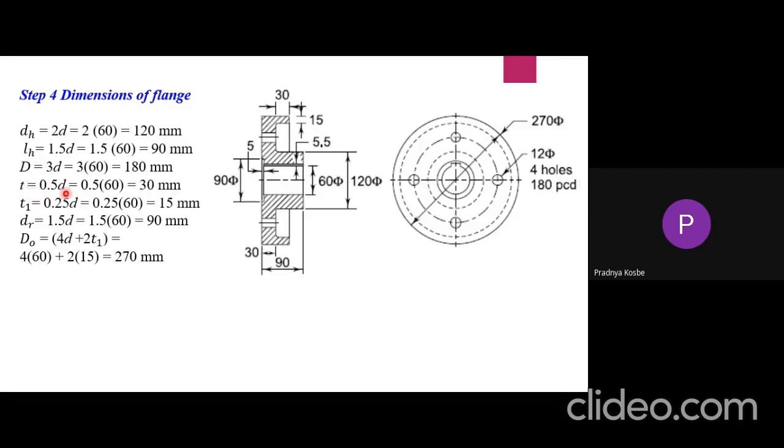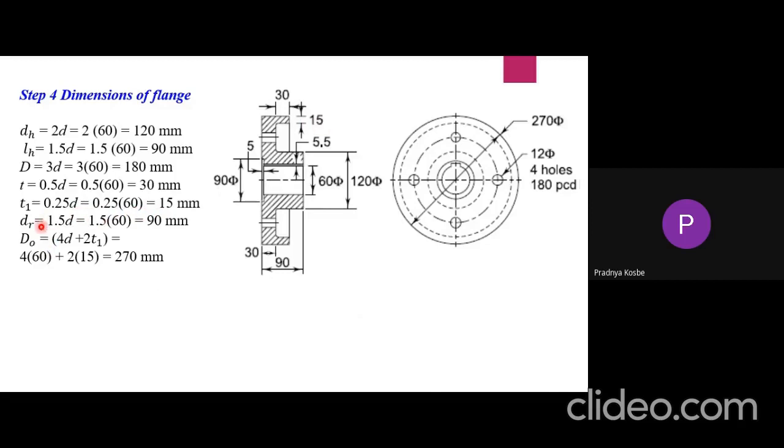T is the thickness of the flange, and T is 0.5 times the diameter of the shaft. So it is equal to 0.5 into 60, which is 30 mm. T1 is this thickness of the flange. This T1 is 0.25 times the d, and it is equal to 0.25 into 60, that is 15 mm.